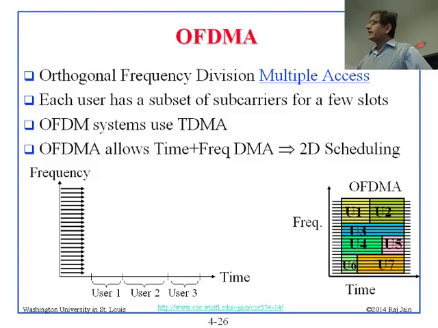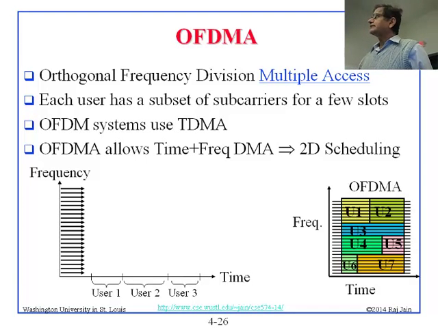Initially, when they discovered OFDM, they said, okay, we have 1,000 frequencies. So user 1 gets all 1,000 frequencies, then user 2 gets all 1,000 frequencies, then user 3 gets all 1,000 frequencies. So that would be like TDM. We are going to do OFDM with TDMA. Multiple access is time division. Modulation is OFDM.